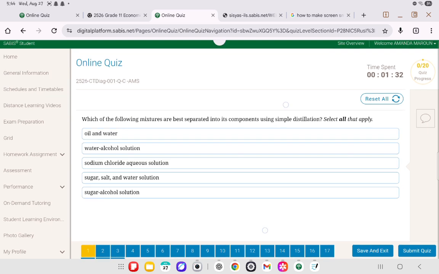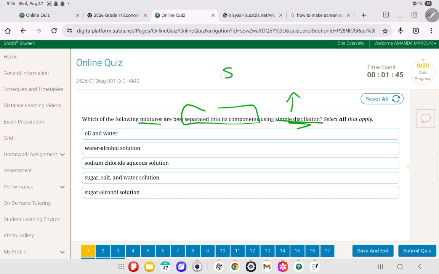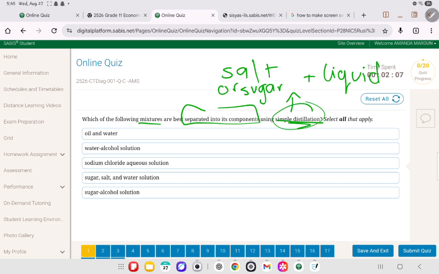So, which of the following mixtures are best separated into its components using simple distillation? Whenever you hear the word simple distillation, you have to directly think of a salt or sugar, plus the liquid. Why? Because the salt or sugar will dissolve or become aqueous in this liquid, and you can separate them by something called simple distillation.